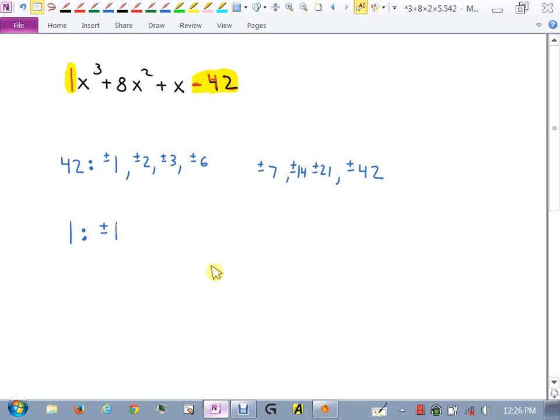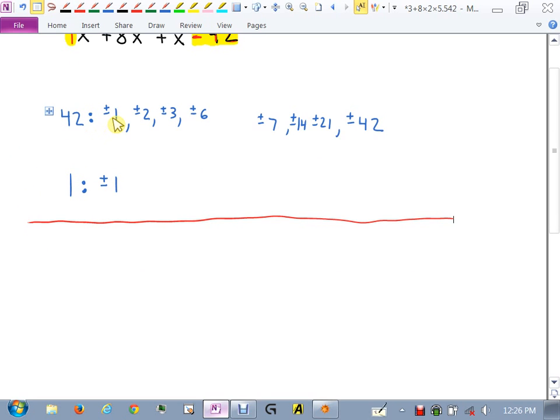Now, to come up with our final list, I'll put it in red, we're going to have a final list of numbers here that we're going to work with. What we're going to do is take every number in this list and then divide them by every number in this list. So I'm going to take plus or minus 1 and divide it by plus or minus 1. What would that be? Still plus or minus 1, right? You would either get 1 over negative 1, or negative 1 over 1, or 1 over 1, or negative 1 over negative 1. The only possibilities you would get out would be positive or negative 1.